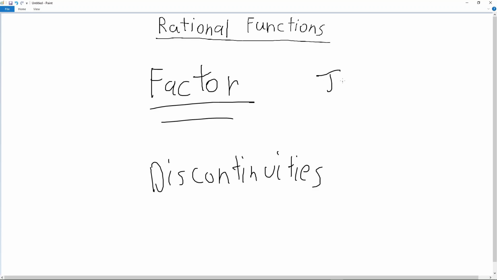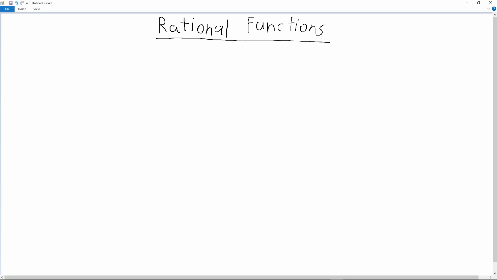There are three types of discontinuities. There's a jump discontinuity, an infinite one, and there's also a removable one. To start off, let's take a closer look at a jump discontinuity.